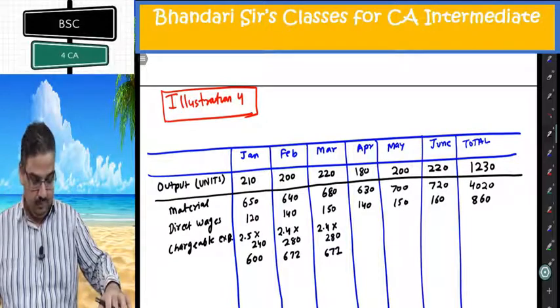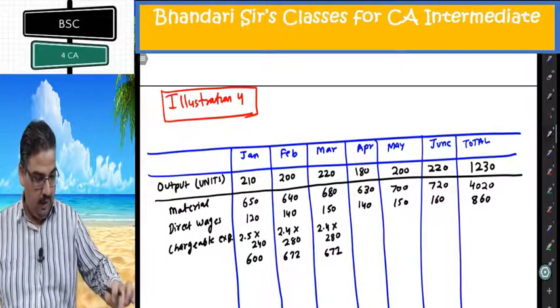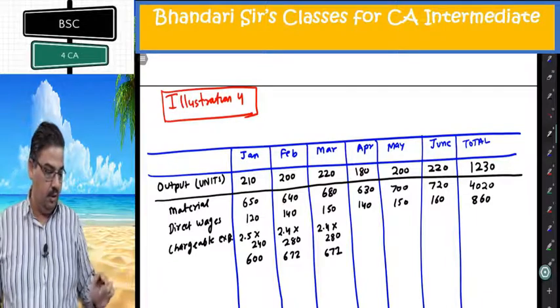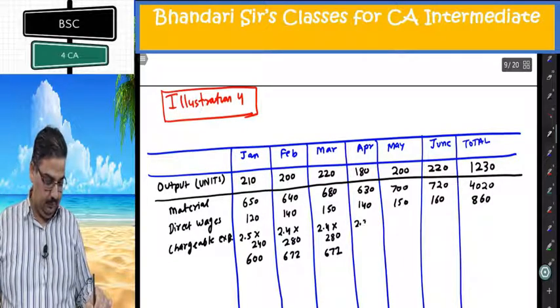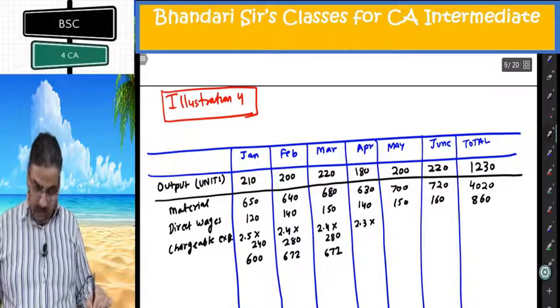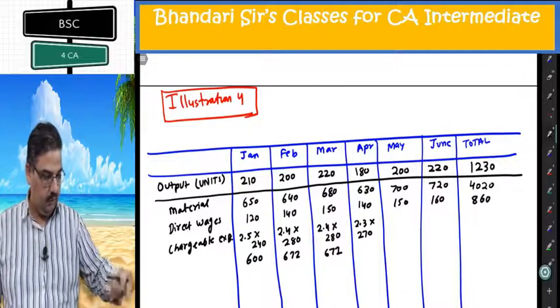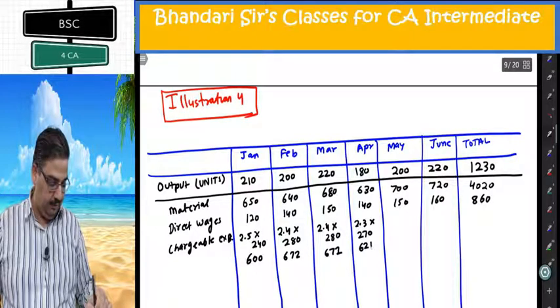Next month, 10580 divided by 4,600, 2.3 multiplied by 270. I am getting 621.